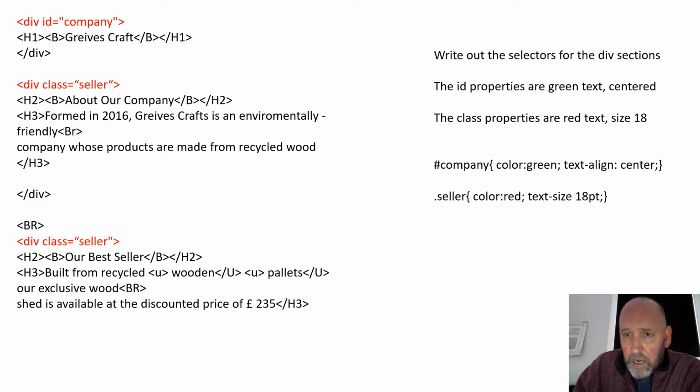So the ID, we've got green text and it's centered. So it's an ID, so it's hashtag company, color green, text align center. Remember your brackets, your colons, your semicolons. And for the seller, it's dot seller. It's a dot, of course, because that identifies it as a class, which means it can be used on more than one element. And the color is red, text size 18. Remember your spelling, remember your hyphens, semicolons, colons.